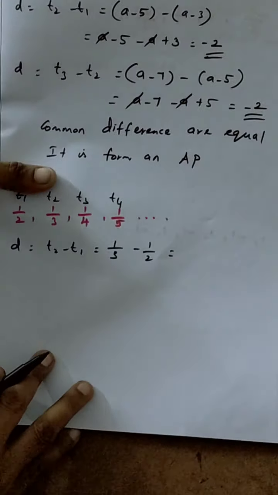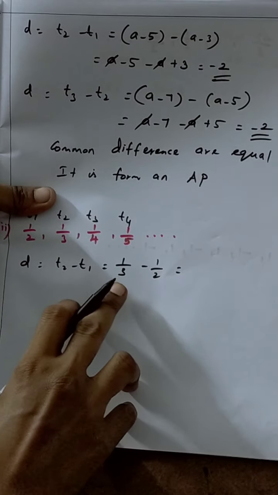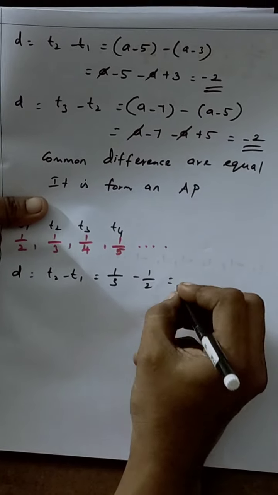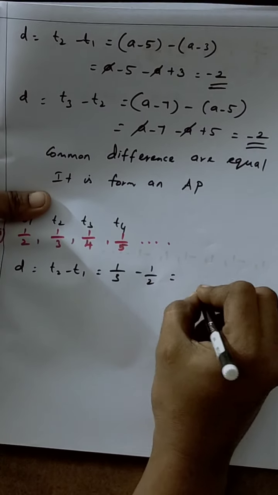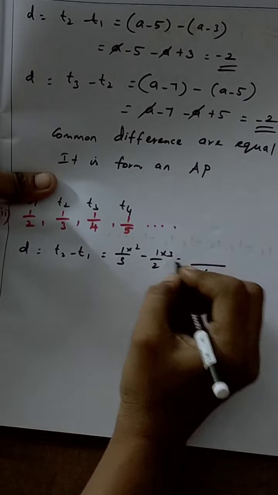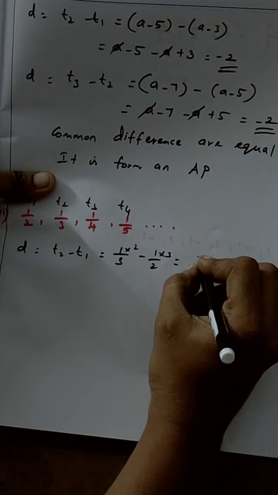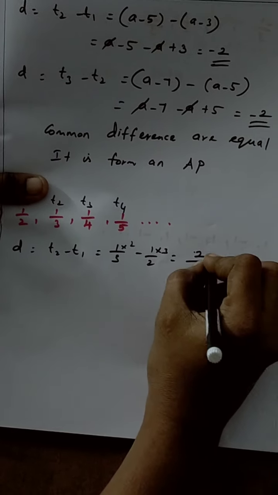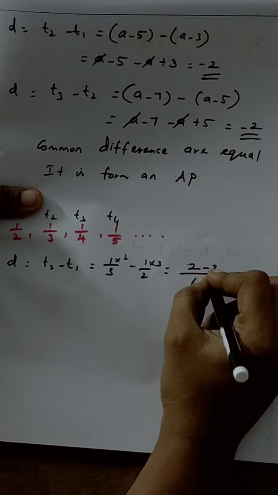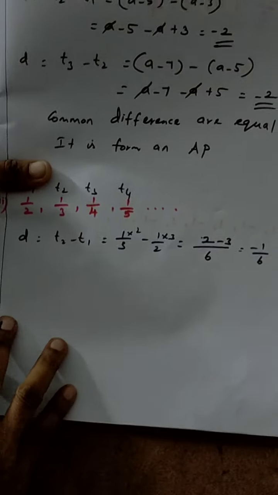For fraction terms, look at the denominators. If the denominators are equal, directly add or subtract the terms. If different, find the LCM. The LCM of 3 and 2 is 6. Multiply the first term by 2 and the second term by 3. So 1 twos are 2, minus 3. What is the answer? 3 minus 2 is minus 1 by 6, the first answer.